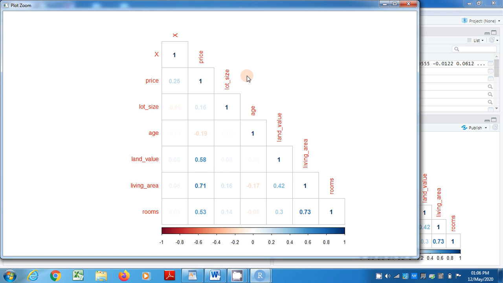So here you can see price is dependent on price rise. For all the values, lot, age, for all these you can get 1. What matters here is the land value, 0.58. So land value is one good thing that affects price. And one more, living area. Living area is one good variable that gives a positive correlation. And rooms, here you can see that we cannot find number of rooms here.